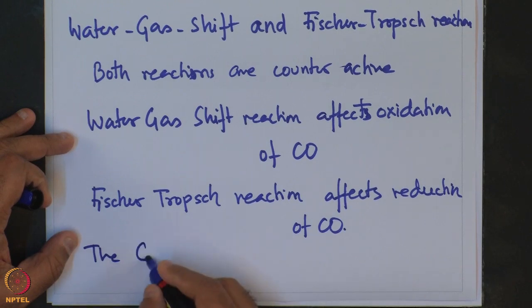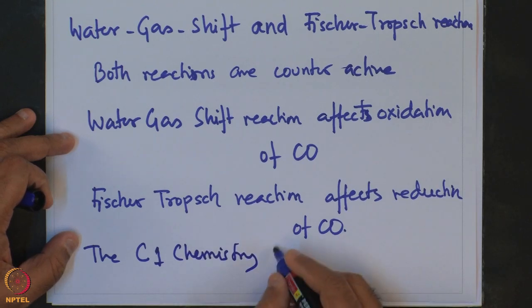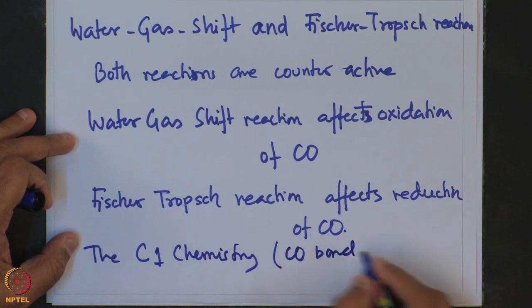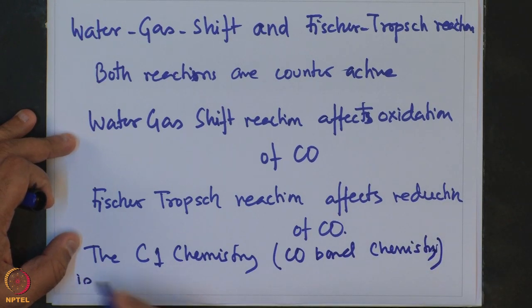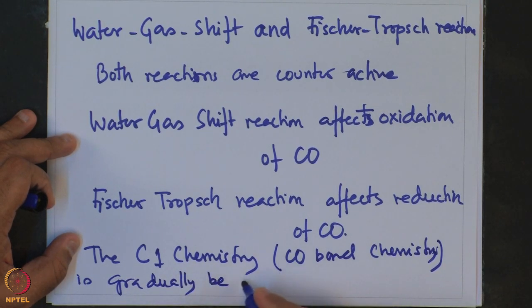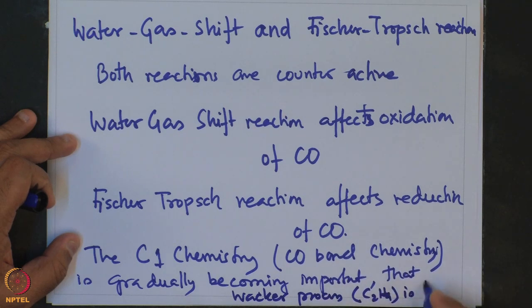The C1 chemistry, or CO based chemistry, is gradually becoming important, though Wacker process, this is with ethylene C2H4, is long known.